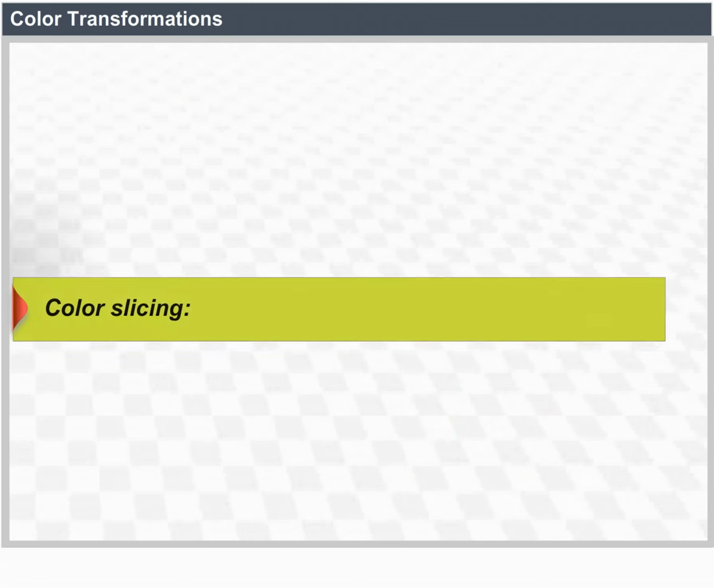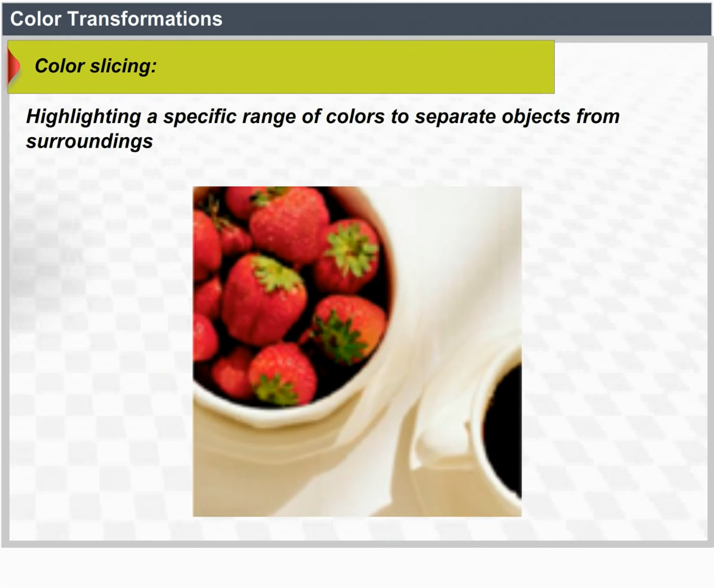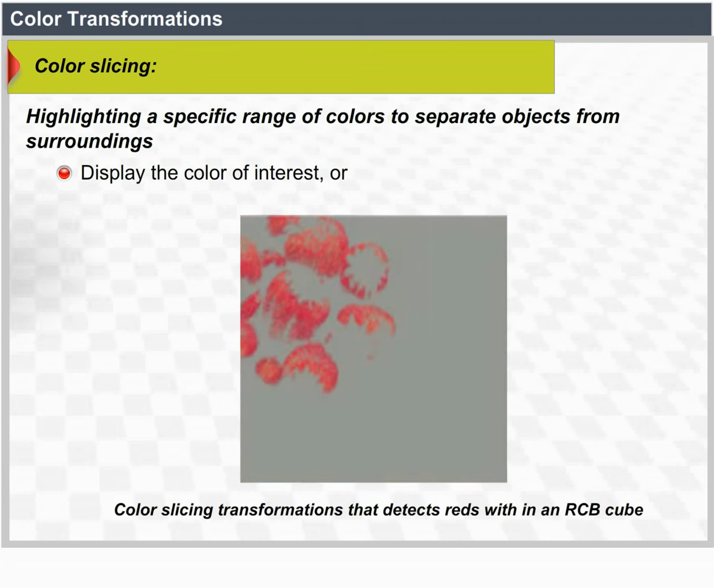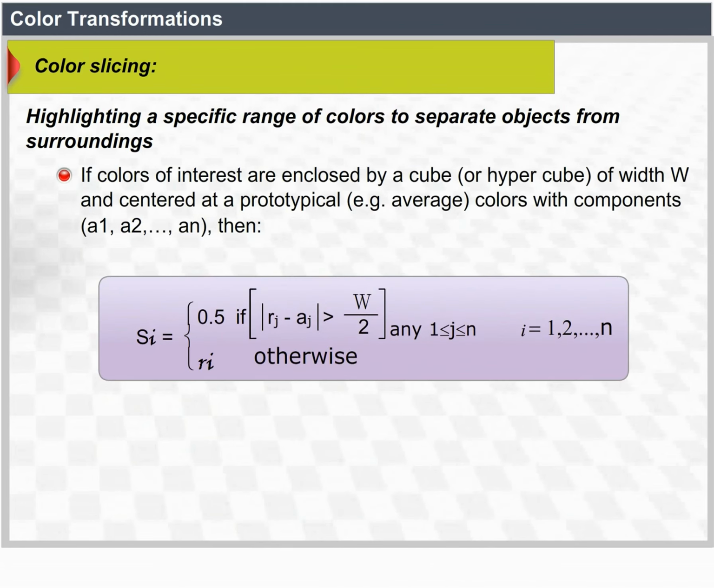Color slicing. Highlighting a specific range of colors to separate objects from surroundings. Display the color of interest, or use the region defined by the colors as a mask. If the colors of interest are enclosed by a cube or hypercube of width W, centered at a prototypical average color with components a1, a2 to an, then the equation will be as shown on the screen.